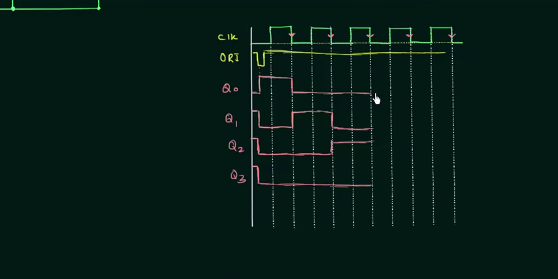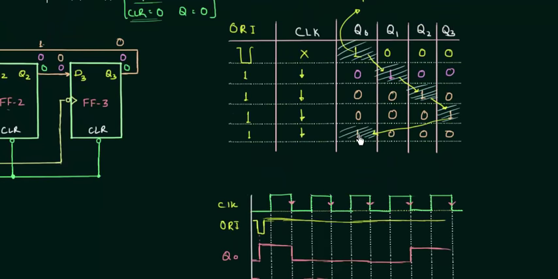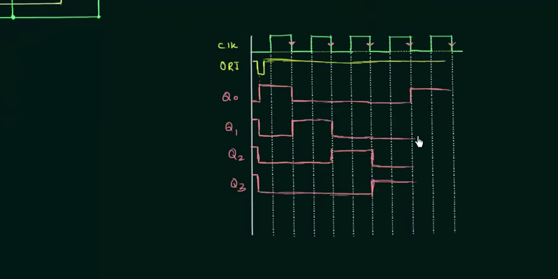For the third falling edge, Q0 is low, Q1 is also low, and Q2 will also go low, and now we have Q3 as high. And finally, we will analyze for this falling edge, and you will find that Q0 is high again. From here you can see Q0 is high again, and the rest of the outputs Q1, Q2 and Q3 are low.